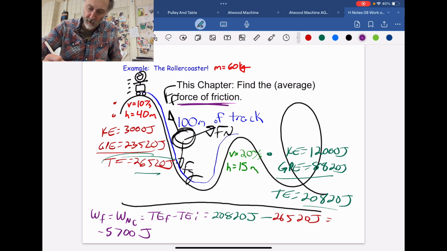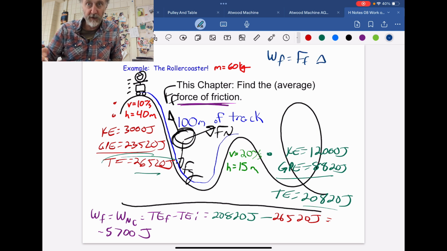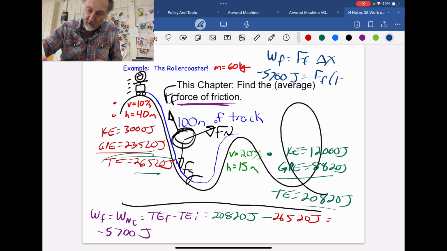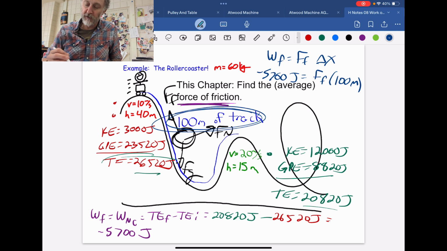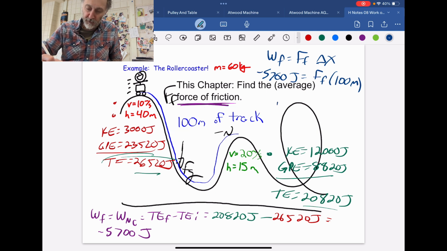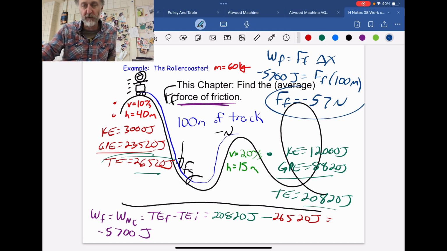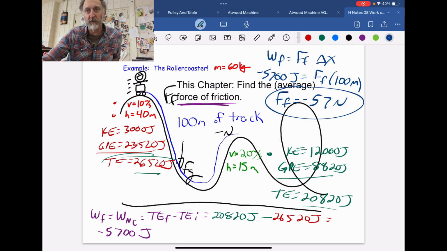So now what I can do is this. Work of friction is force of friction times displacement. They're already parallel. Negative 5,700 joules equals the force of friction times 100 meters, because that's how far the train moved between those two hills. And so divide, and your force of friction is negative 57 newtons, which isn't a very big frictional force, which is what you would hope for on a roller coaster, right? Because you don't want to lose energy on the roller coaster, right?